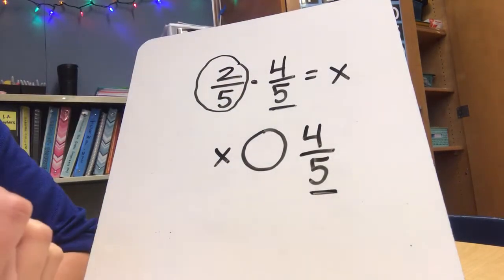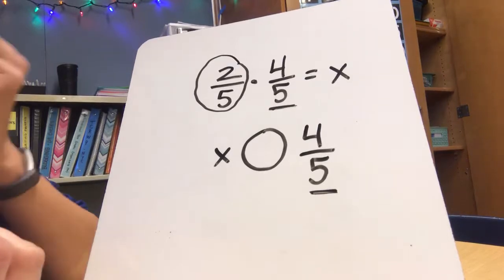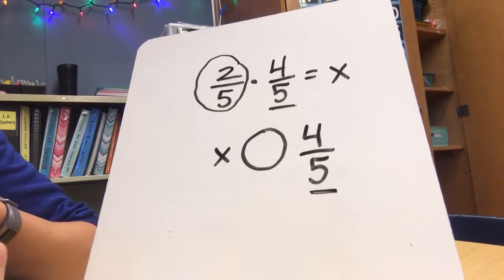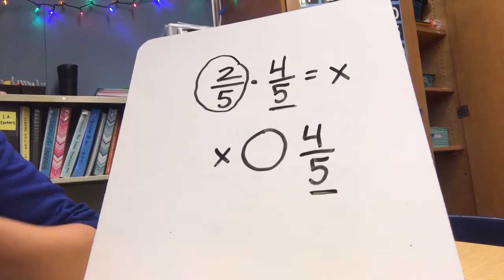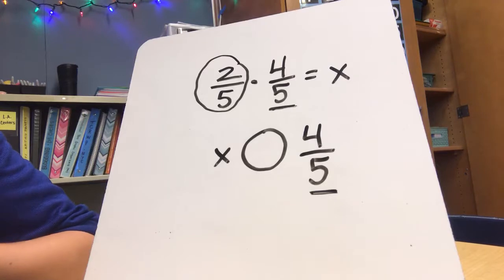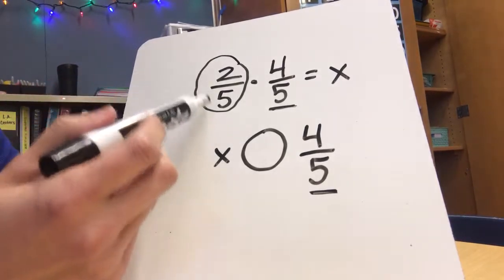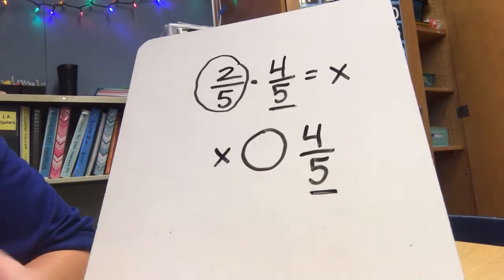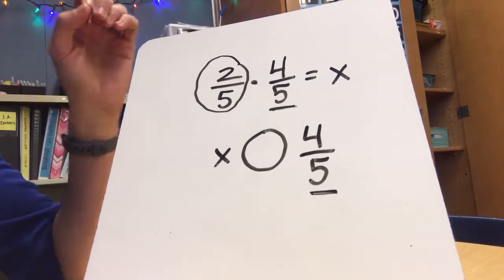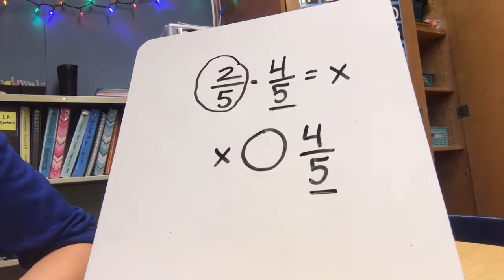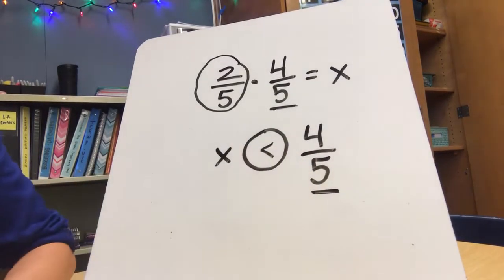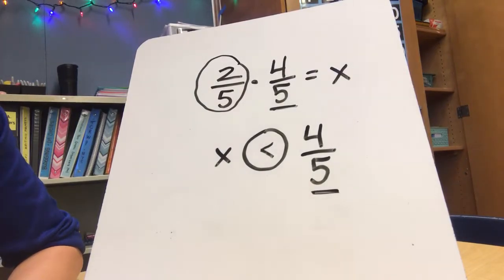Now here's where you need to decide, is that fraction a fraction that is less than 1? Is it a number or a fraction that is greater than 1? Or is it a number or a fraction that's equal to 1? Here we've got a 2 in the numerator and a 5 in the denominator. When a numerator is less than the denominator, we know that's a fraction less than 1. So we can predict that this number is going to get smaller. Whenever you multiply a number by a fraction less than 1, the product gets smaller. So x is going to be less than 4/5.